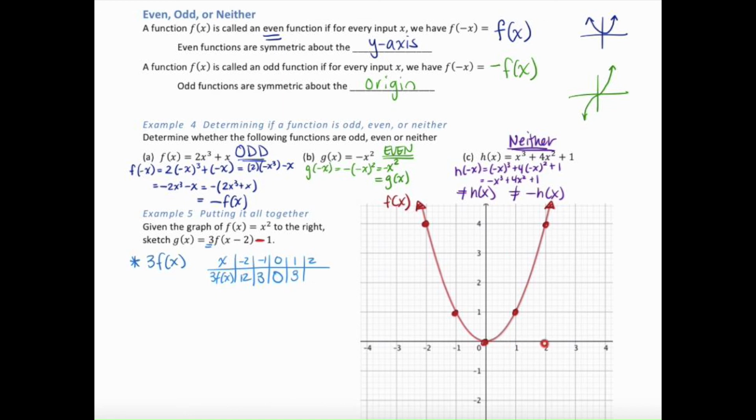Finally, when the input is 2, our output is 4, and we end up with 12 again, since 3 times 4 is 12. Let's sketch out our new points. So I have 0, 0, negative 1, 3, and positive 1, 3. And so what we see here in this light shade of blue is 3 times f of x.